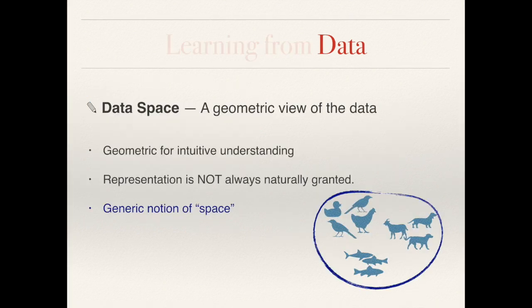The third point I want to talk about for data space is that the concept of space may be more general than you might think. The space and the points in it are not always explicitly represented as a certain number of real numbers. For example, consider the procedure by which we human beings recognize the image of some known creatures.